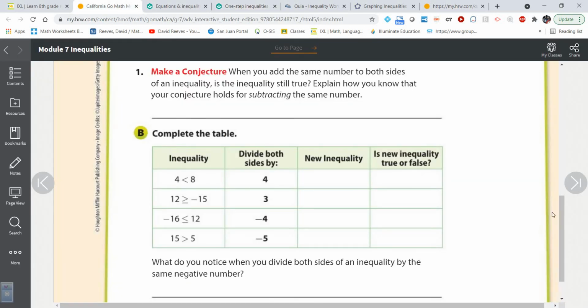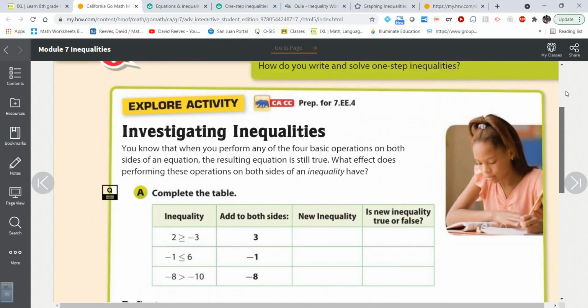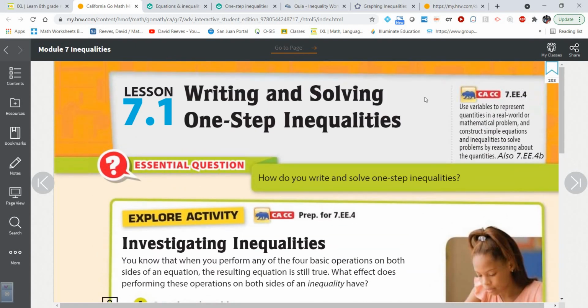All right, so, ladies and gentlemen, that is how you recognize and solve inequalities. In my next video, I will go through and do a bunch of practice problems with you.